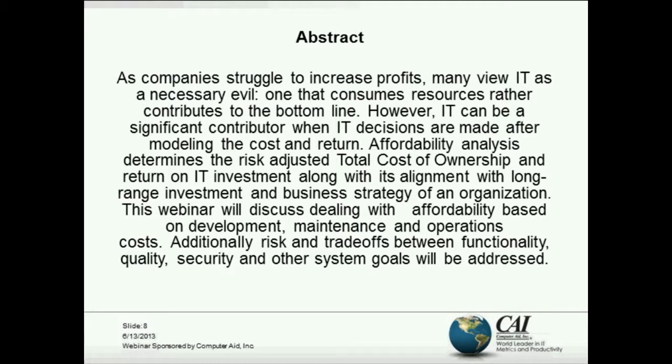So while IT is considered a cost center, or at least a consumer of resources and maybe not directly generating revenue, it can and does contribute to the bottom line. So the purpose of the affordability analysis is to evaluate a risk-adjusted total ownership cost and return on investment for system decisions, as well as to evaluate alignment and suitability to business objectives. So specifically, this webinar will discuss a process for conducting affordability analysis of IT investments relating to both deployment as well as maintenance and operation costs.